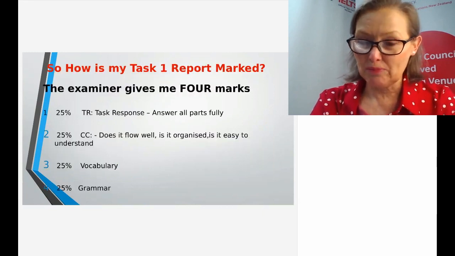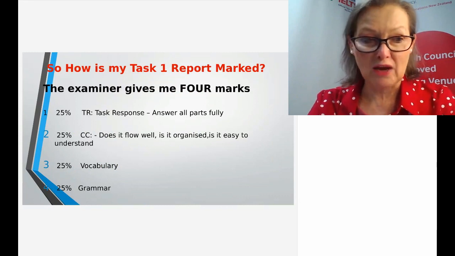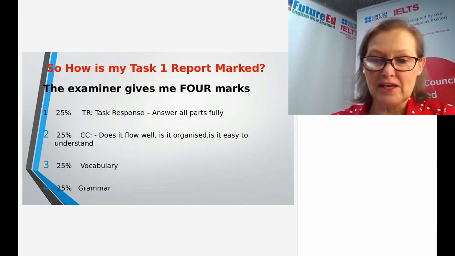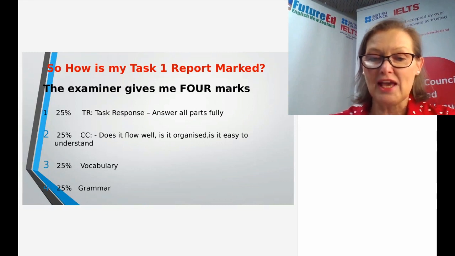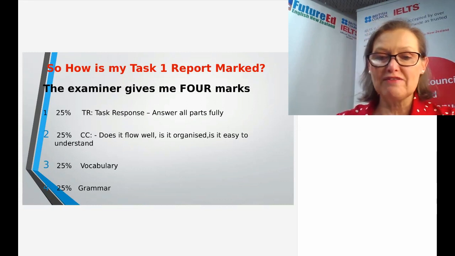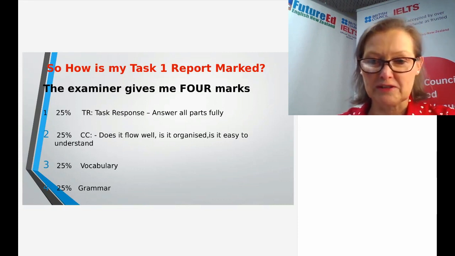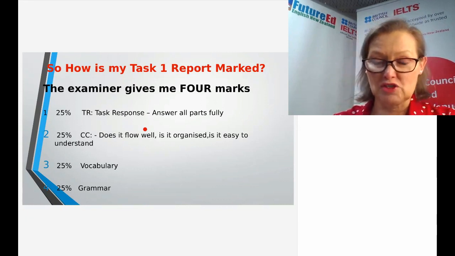How is my task 1 report marked? The marks are very similar to that for our task 2. We get 4 marks altogether, and then the examiner adds our 4 marks up together, and then we divide it by 4 to get an average. So 25% of our mark is what is referred to as task response, or TR, I'll call it in future. And this simply means, how well have I responded to the task? Have I answered all parts of the question fully?